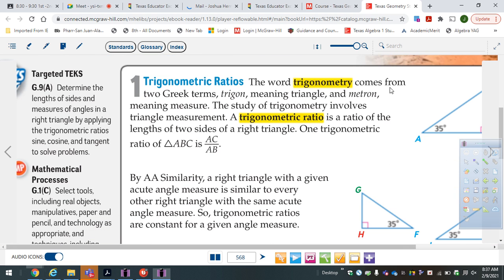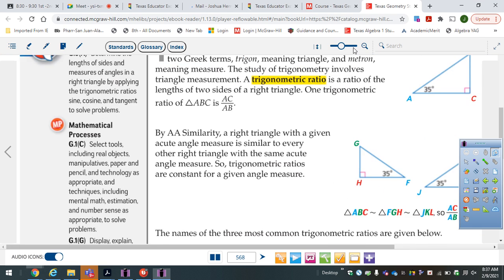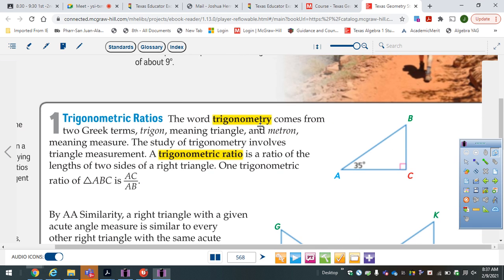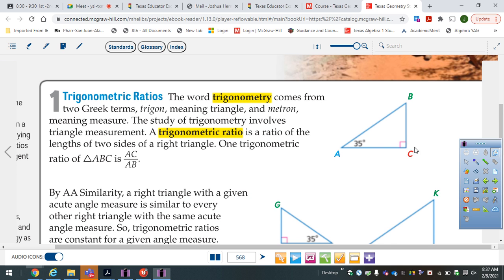The word trigonometry comes from two Greek terms, trigon meaning triangle and metron meaning measure. The study of trigonometry involves triangle measurement. A trigonometric ratio is a ratio of the lengths of two sides of a right triangle. One trigonometric ratio in triangle ABC is AC over AB. So when they're talking about that, you can have this part here, AC over AB.